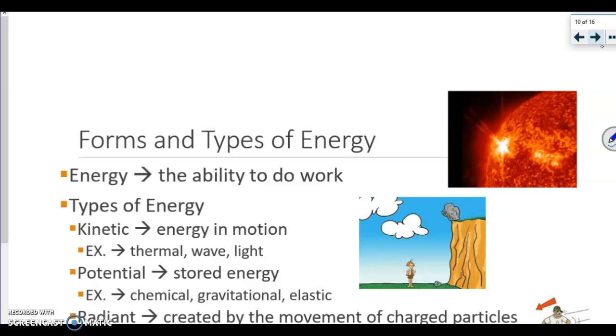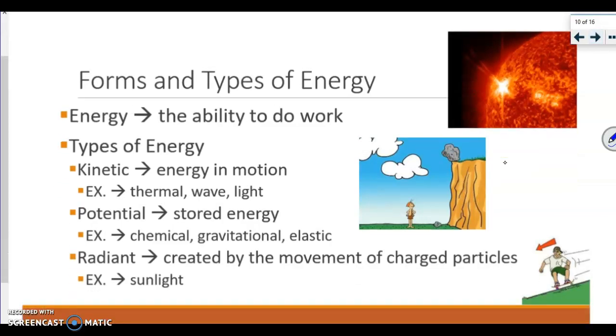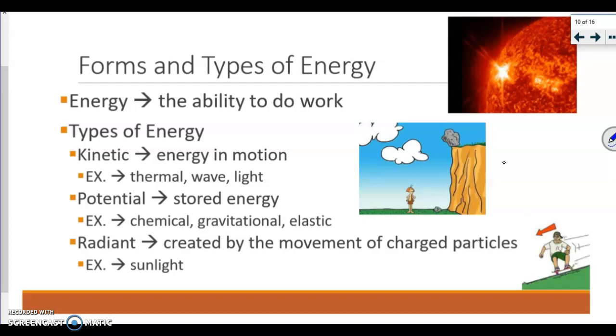Let's switch gears here a little bit and talk about different types of energy and some energy math. Energy is the ability to do work. We have a couple of different types of energy: kinetic, which is energy in motion; potential, which is stored energy; and radiant, which is created by the movement of charged particles. For example, sunlight. Most of this is probably a review from some type of science class you took in high school.